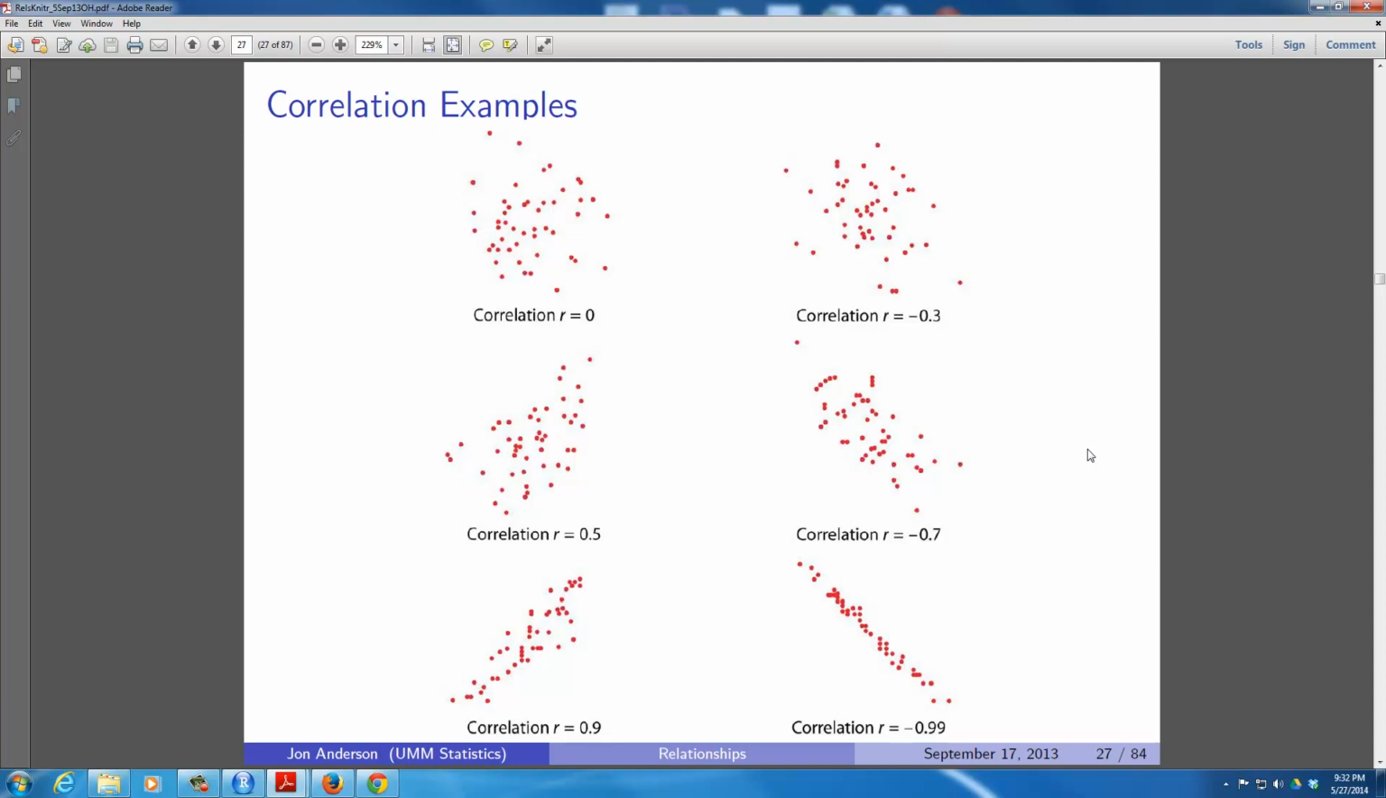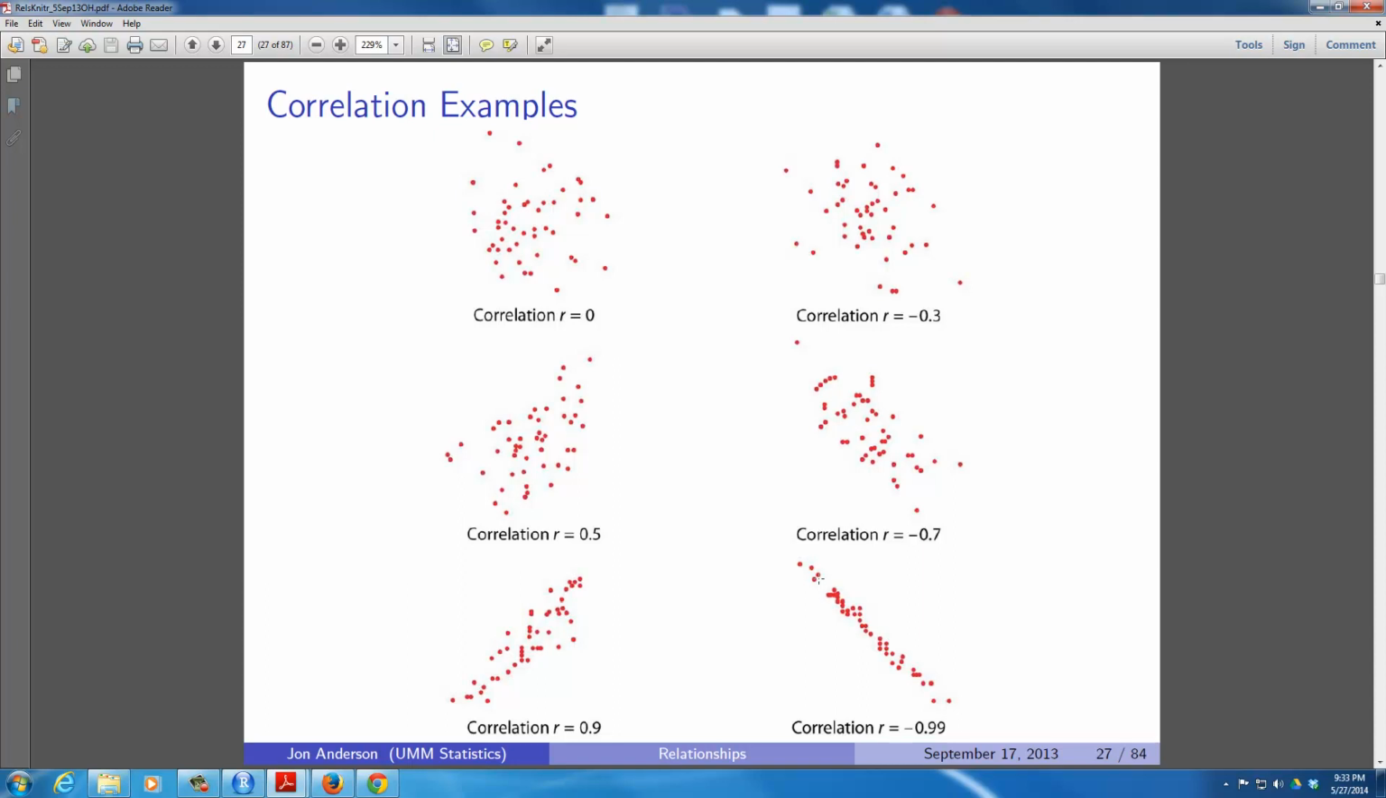In overhead 27, here are a few scatter plots and the correlations for each of them provided. In the upper left, we have a scatter plot that has a correlation of 0. There's really no discernible upward or downward trend in this graph. The upper right scatter plot has a very weak downward trend, and the correlation value is fairly close to 0. It's a negative value, -0.3, and it's a negative pattern, but very weak.